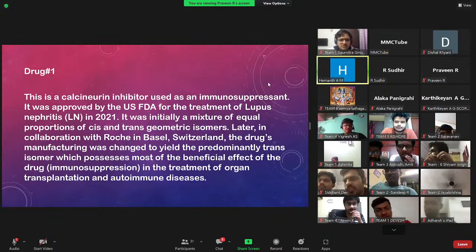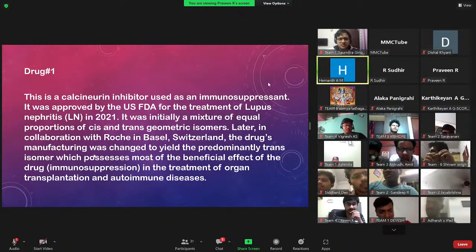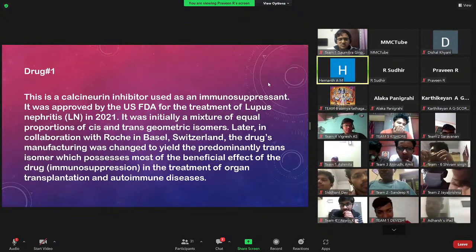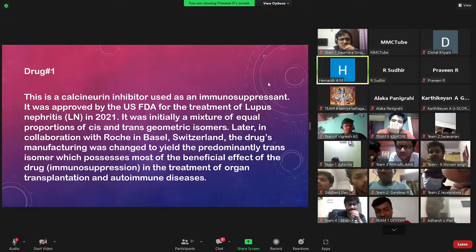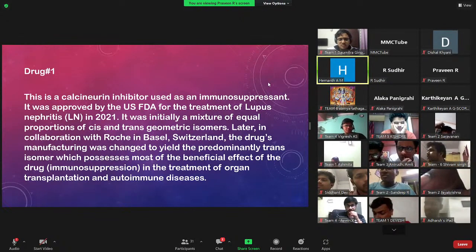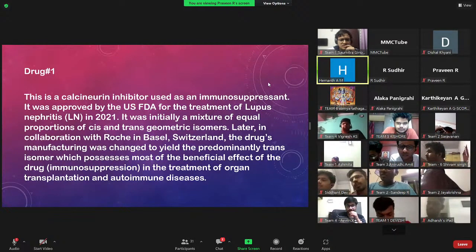This drug is a calcineurin inhibitor used as an immunosuppressant. It was approved by the US FDA in 2021. It was initially a mixture of cis and trans geometric isomers. Later, in collaboration with Roche in Basel, Switzerland, the manufacturing was changed so that it was predominantly the trans isomer, which was used with the beneficial effect of immunosuppression in organ transplantation. Used in the treatment of organ transplantation and autoimmune disease, which is the drug?